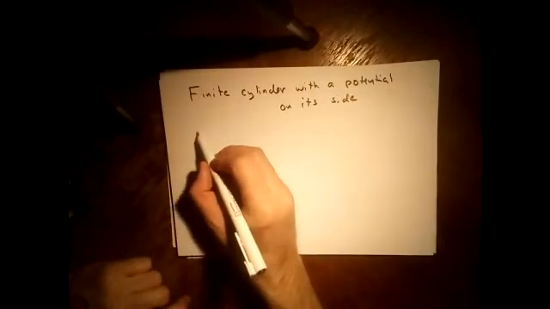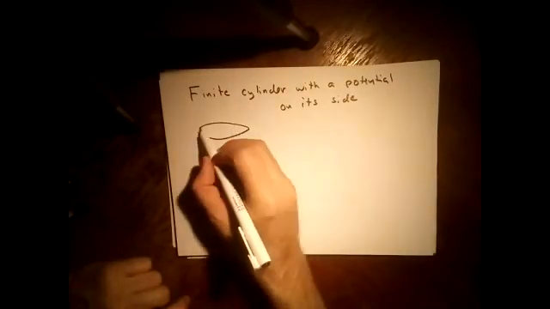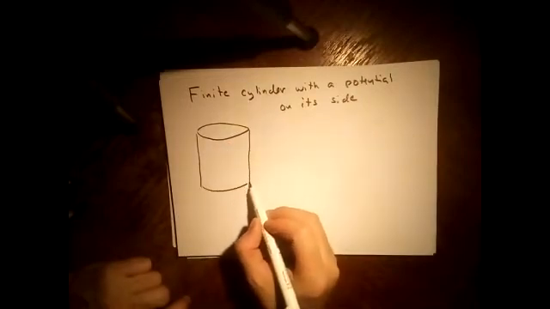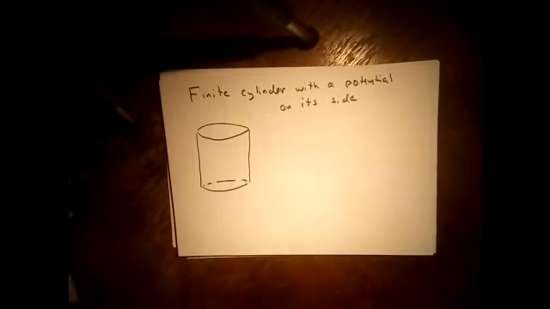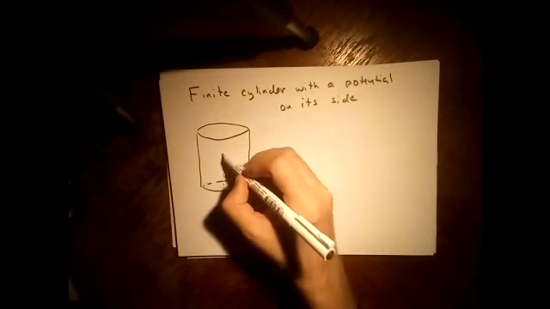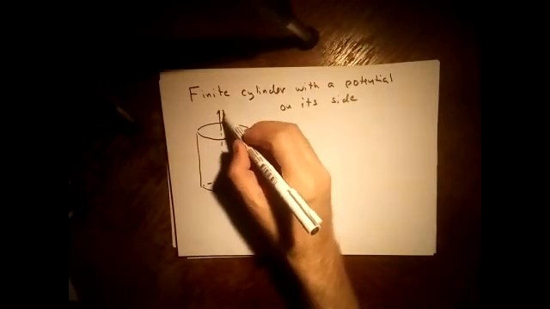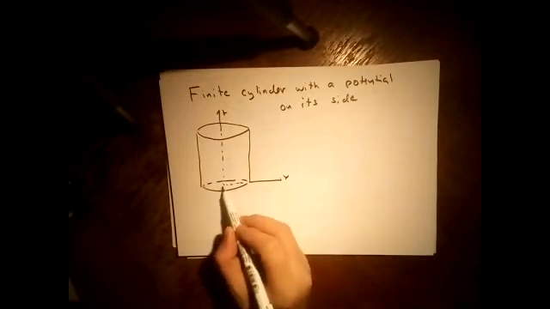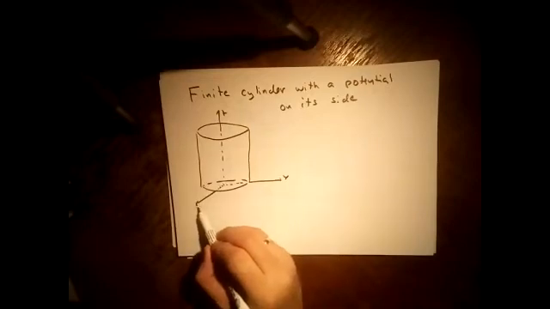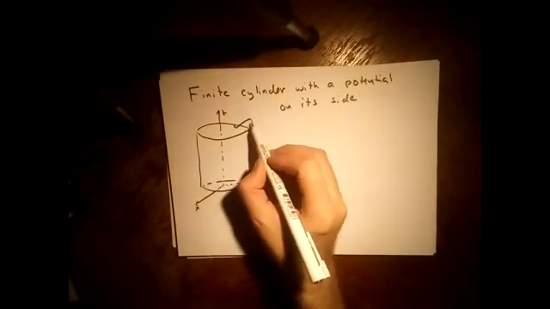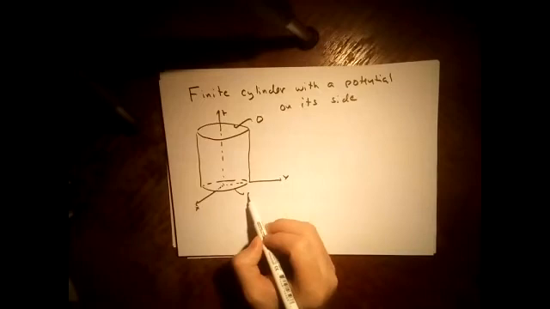So I will sketch the problem first. Here's a cylinder, okay? And we take that to be the z-axis. And that's x and y. Okay, let's take it like this. And that's 0, that's 0.